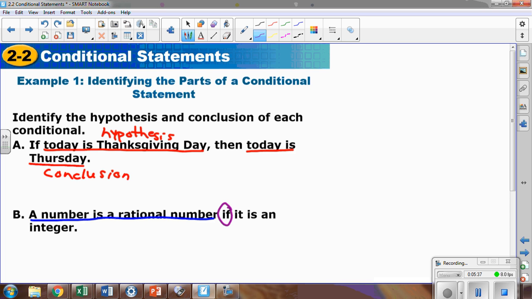To Tatooine we will go. You can have the subject of a sentence at the end, just like Yoda talked. Well, here we go. We have Yoda math. This one, if it's an integer, that's the hypothesis. Then it's a rational number. This piece is the conclusion. It is possible to have the conclusion written before the hypothesis. That's just the way English works.